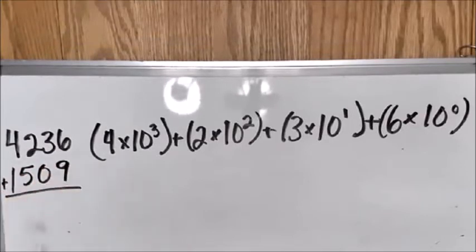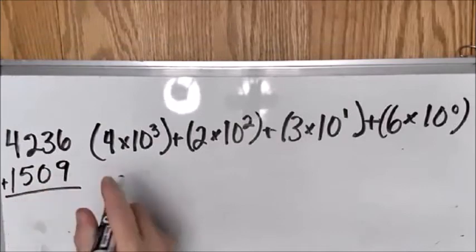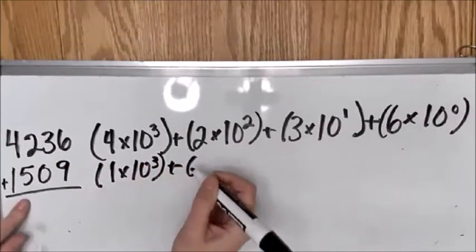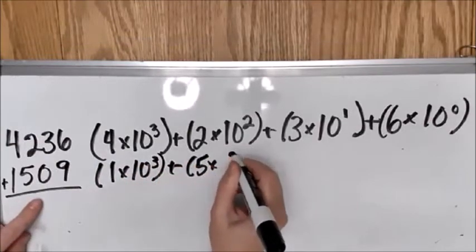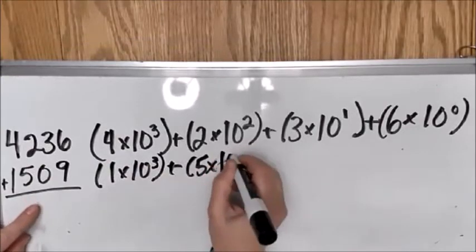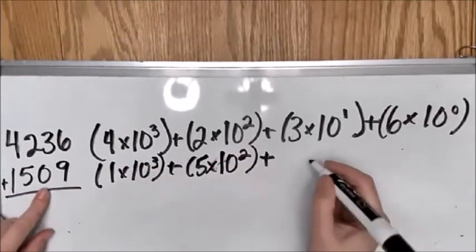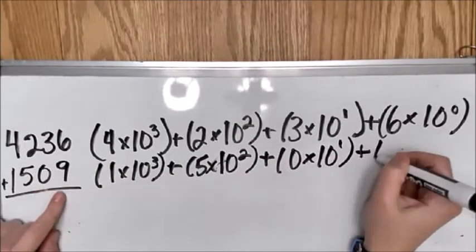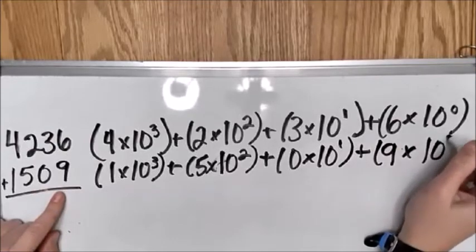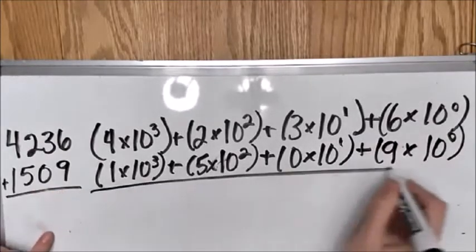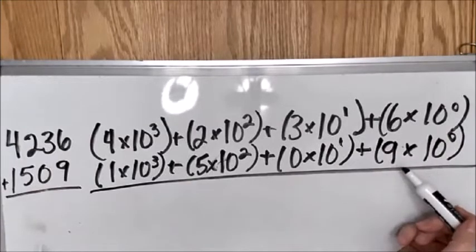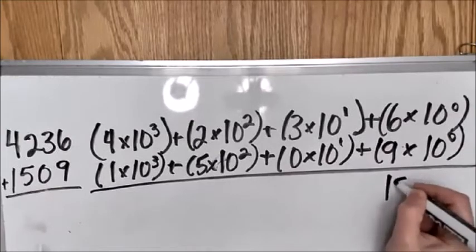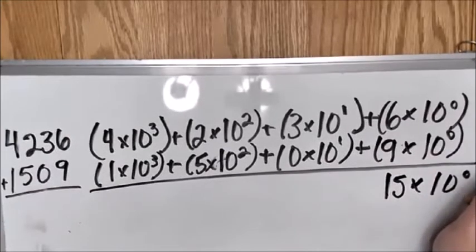Okay, and then we're going to add to that 1,509. So we want to make sure we line up all of our units. So we're going to start with our thousands here. 1 times 10 to the third plus 5 times 10 to the second plus 0 tens to the first power plus 9 10 to the 0 power. Okay, let's add this up. What's 6 plus 9? 15. So we have 15 times 10 to the 0 power.